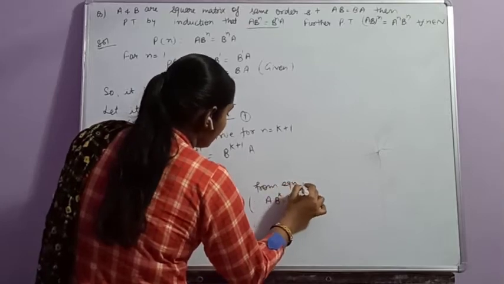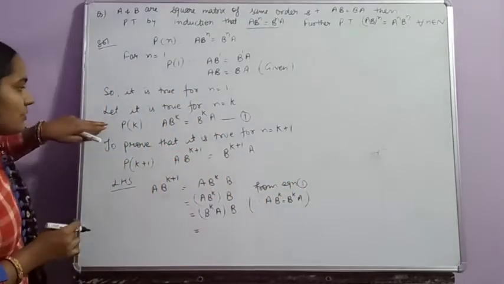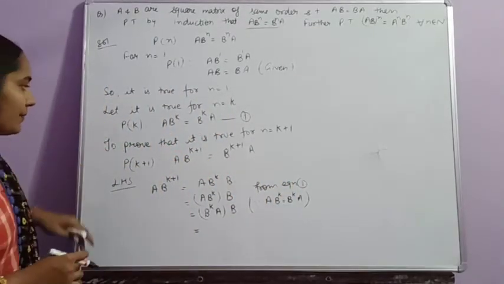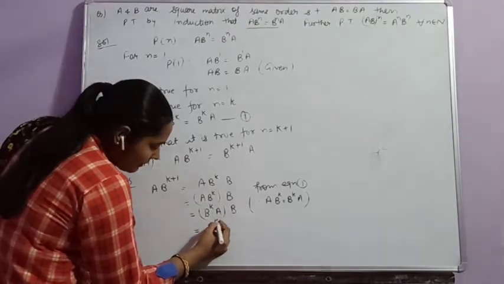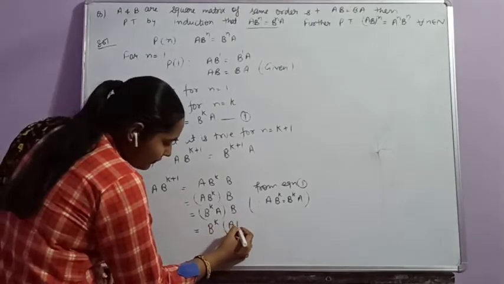We can use the result which is considered by us. Clear? Then B raised to the power k into AB.